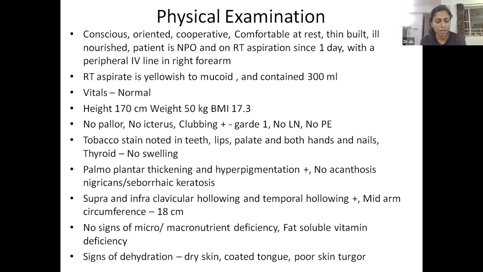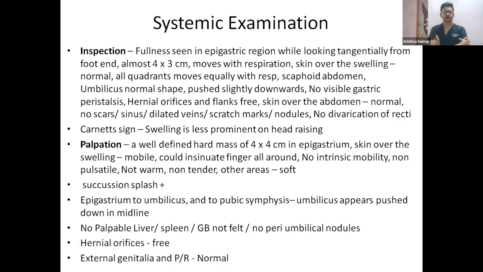There was supra and infraclavicular hollowing and temporal hollowing. Mid-arm circumference was 18 centimeter. There were no signs of micro or macronutrient deficiency or fat-soluble vitamin deficiency. There were signs of dehydration like dry skin, coated tongue, and poor skin turgor.